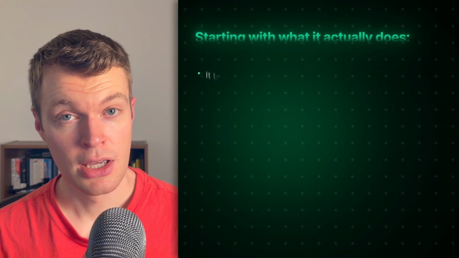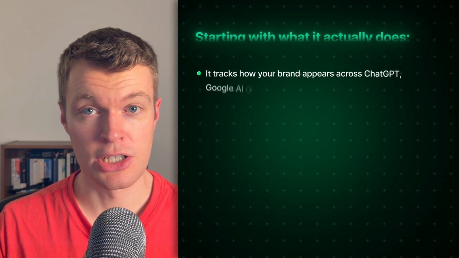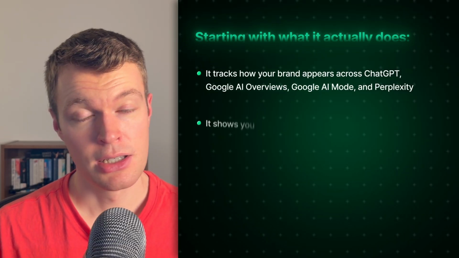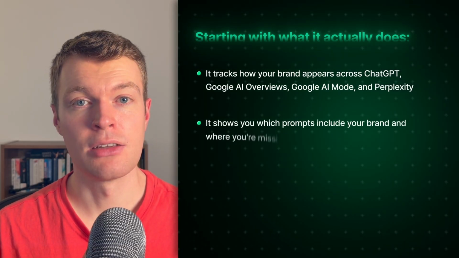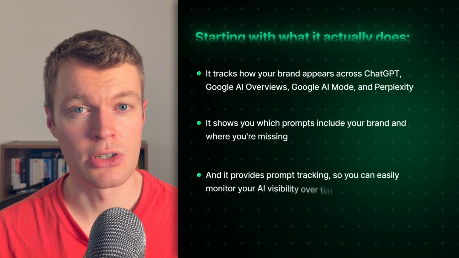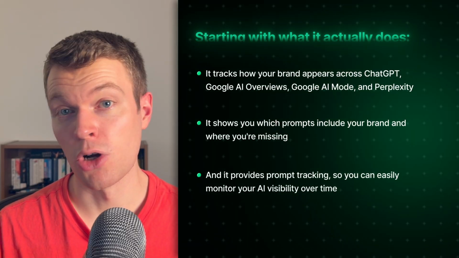First, here's what you actually need to know about Semrush's AI SEO Toolkit. Starting with what it actually does, it tracks how your brand appears across ChatGPT, Google AI Mode, Google AI Overviews, and Perplexity. It shows you which prompts include your brand and where you're currently missing. And it provides prompt tracking, so you can easily monitor your AI visibility over time as you make optimizations.